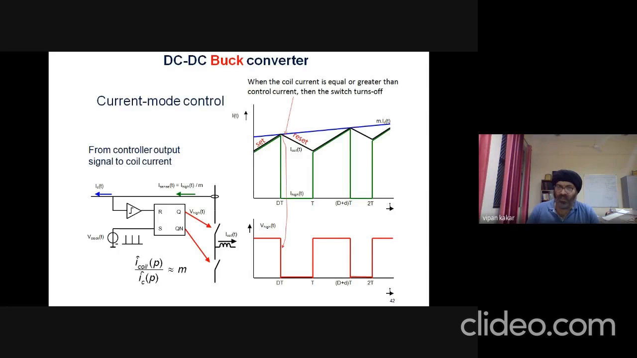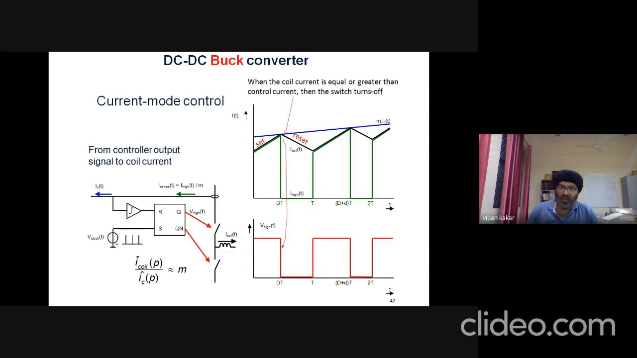So till this inductor current is below that level of control current or measured current, the switch is on, which is the S high switch is on. And as soon as it reaches the same value, equal to or greater than the control current, the switch goes off, it turns off, and so on. The cycle repeats itself.